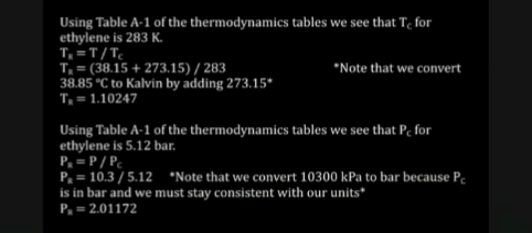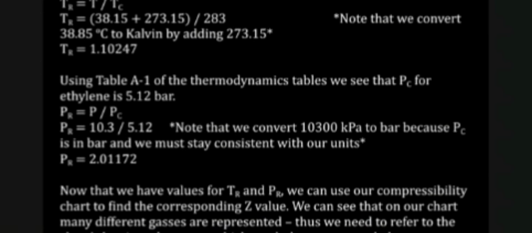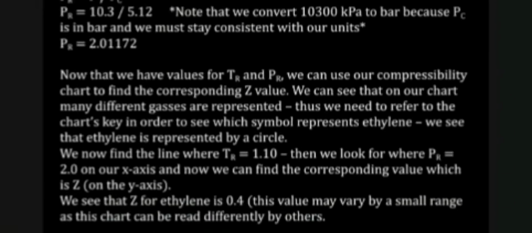We then substitute our values into our equations. Note that for temperature, we have to use Kelvin. That's why we add 273.15. And for pressure, we converted kPa to bar because PC was given in bar and we have to stay consistent with our units. Now that we have our values for TR and PR, we can look at the compressibility chart.